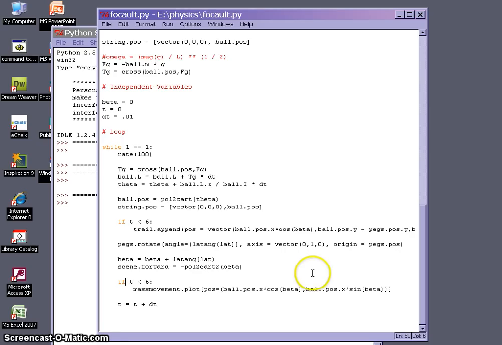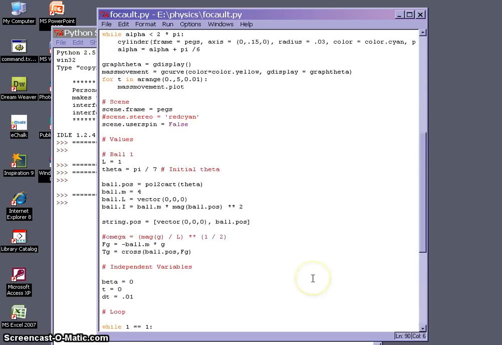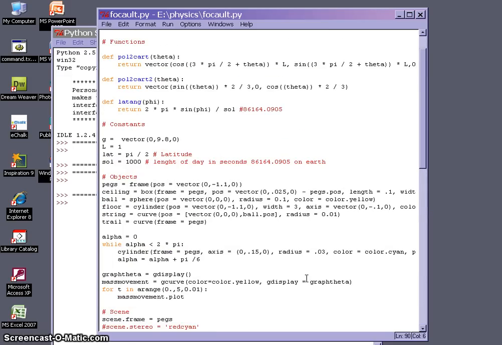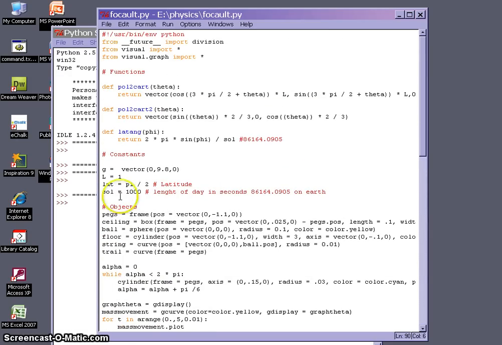So now then, we're actually going to talk a little bit about what kind of things we can modify here. So up here with this latitude, our lat, we have equal to the latitude of the pendulum, where it is on the Earth.